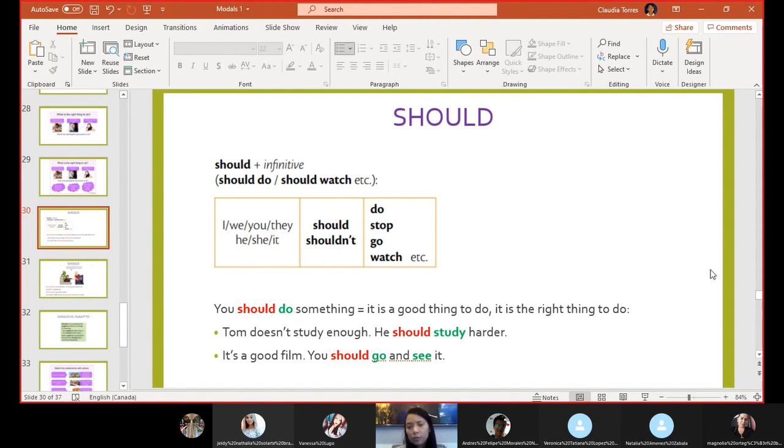And here you have some examples. You should do something. That means that it is a good thing to do. It is the right thing to do. That's why you were giving advice to those 3 people before, right? Now, Tom doesn't study enough. He should study harder, right? So he should, and then the verb study, and then harder, which is a comparative adjective.